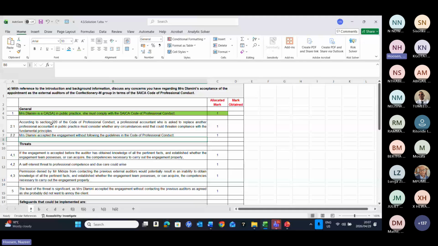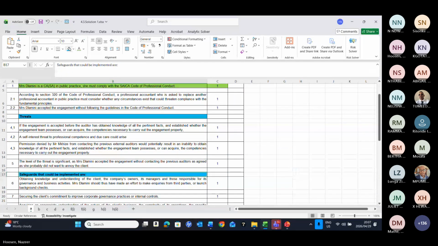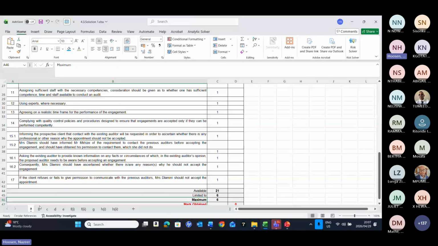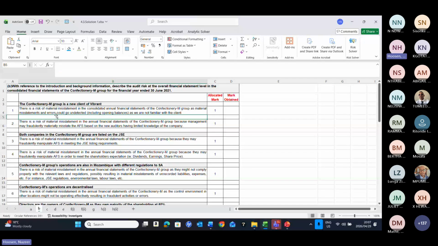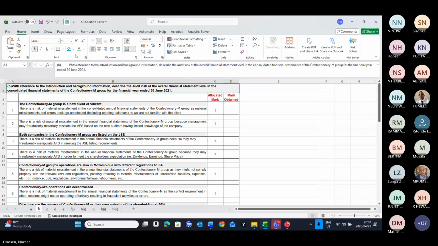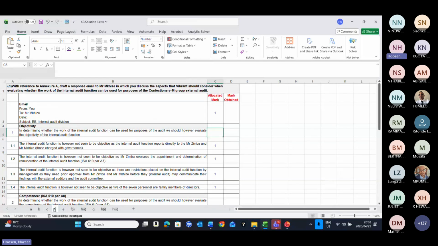But with the CPC, you'll see that there are threats, and with these threats, there are safeguards as well. We spoke about the risks at the overall financial statement level. You have enough of these types of questions, so make sure you practice them. Let's see the main concern aspects. This is the internal audit function as well.